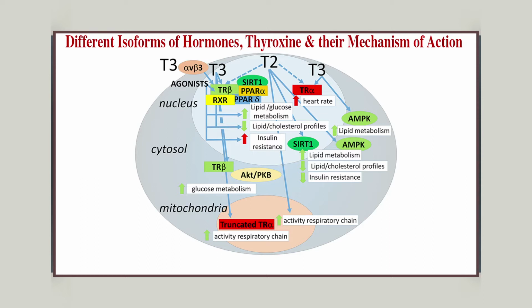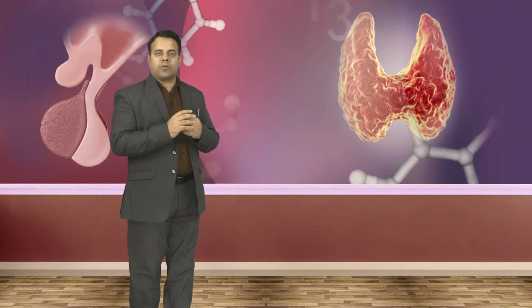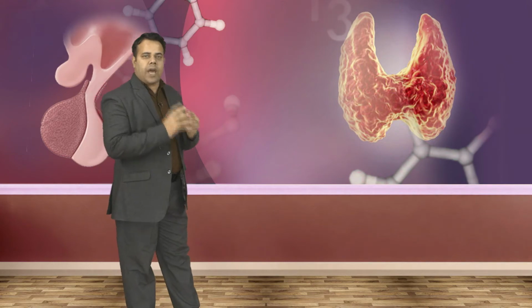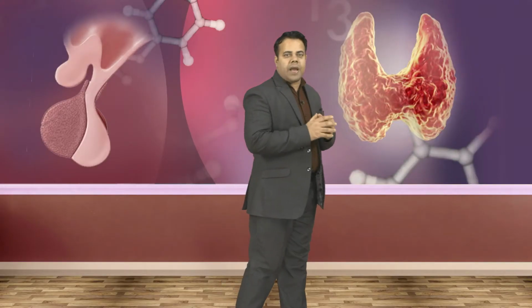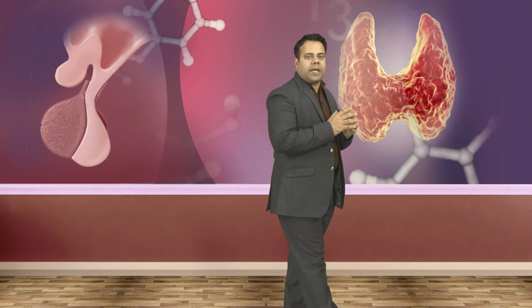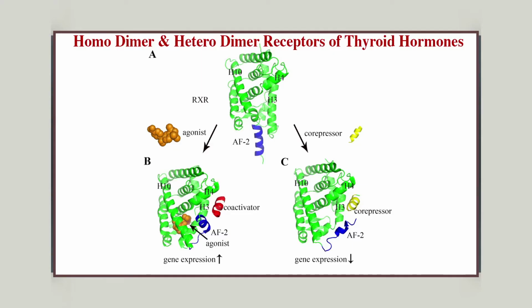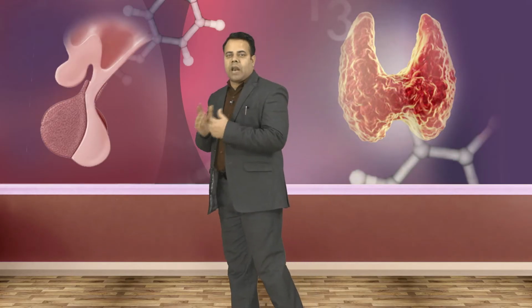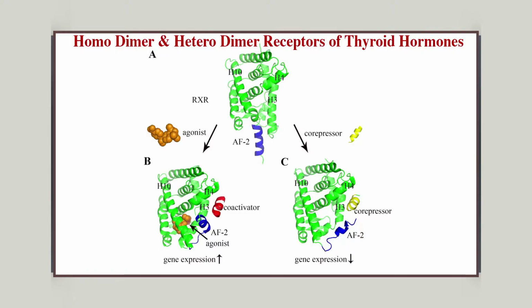The TRs contain a central DNA binding domain and a C-terminal ligand binding domain. They bind to specific DNA sequences termed thyroid response elements or TREs in the promoter region of the target genes, as shown in the figure. The receptors bind as homodimers or more commonly as heterodimers with retinoic acid X receptors. The activated receptor can either stimulate gene transcription, for example myosin heavy chain alpha, or inhibit transcription, for example TSH beta subunit gene, depending on the nature of the regulatory elements in the target gene.